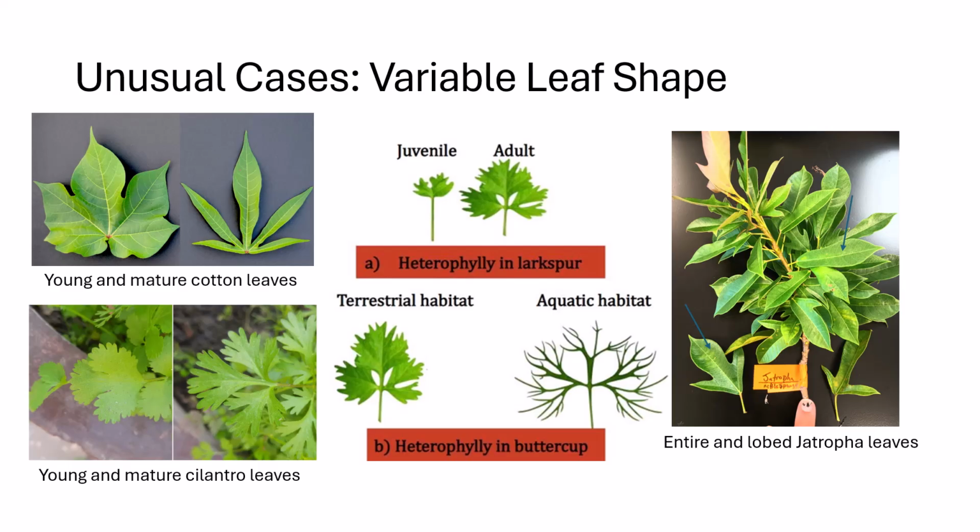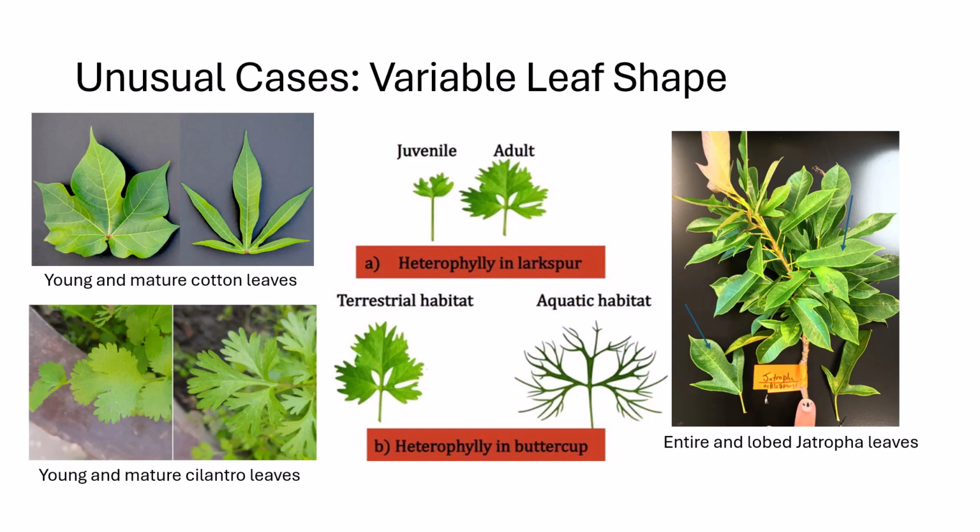In cilantro, the lower leaves are broad and rounded with shallow lobes, whereas the upper leaves are finely divided and feathery. Larkspur show a similar pattern with broader, less divided leaves near the base and increasingly dissected leaves higher on the stem. Buttercup species can display dramatic differences, especially when growing in different environments. Submerged leaves are often thin and highly divided, while aerial leaves are broader and lobed. Jatropha may produce entire, shallowly lobed or deeply lobed leaves on the same plant, depending on age and growing conditions.